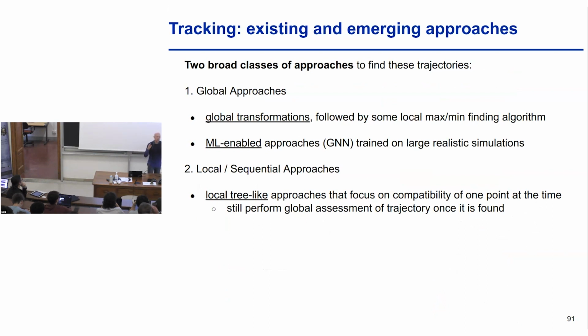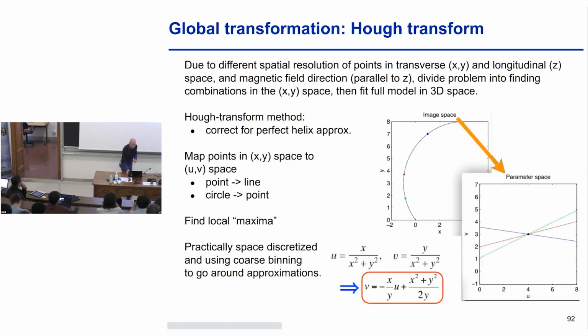Okay, and so there are two different classes of approaches that I like to categorize for algorithms that cluster together these points to find trajectories. One is the global approaches, which can have either global transformation or machine learning enabled algorithms, and I'll just show you an example. The second one is more local sequential approaches. They are tree-like algorithms where we try to connect points after point and navigate through our detector. And I'll show you in a second.